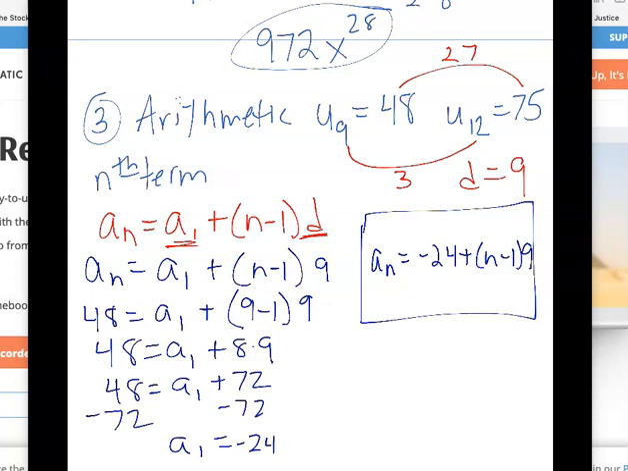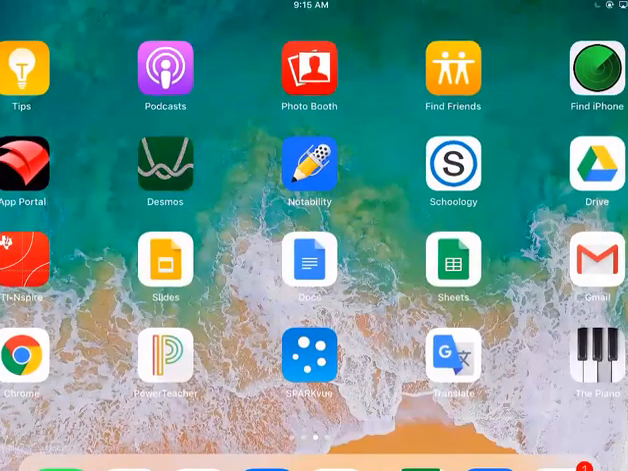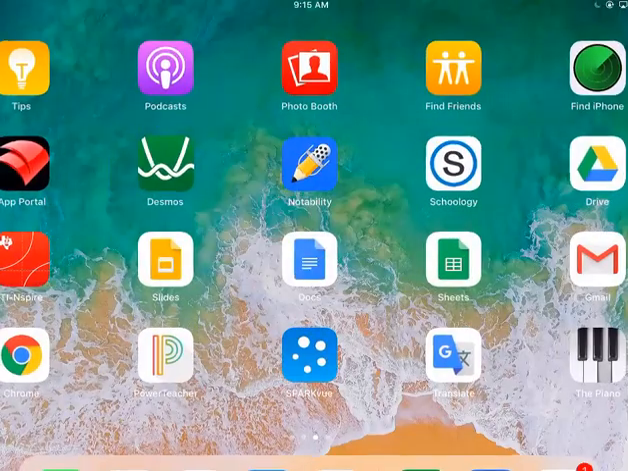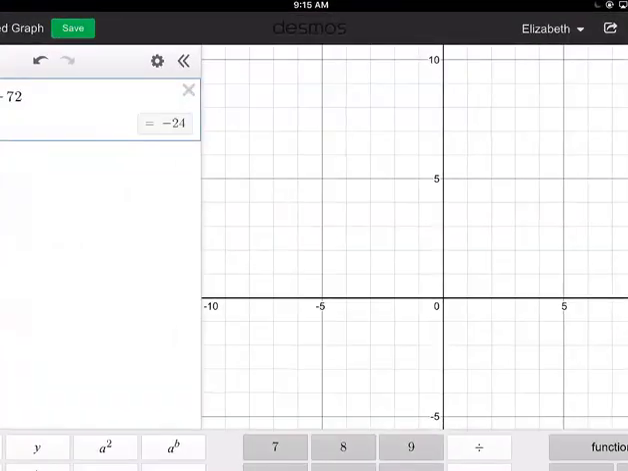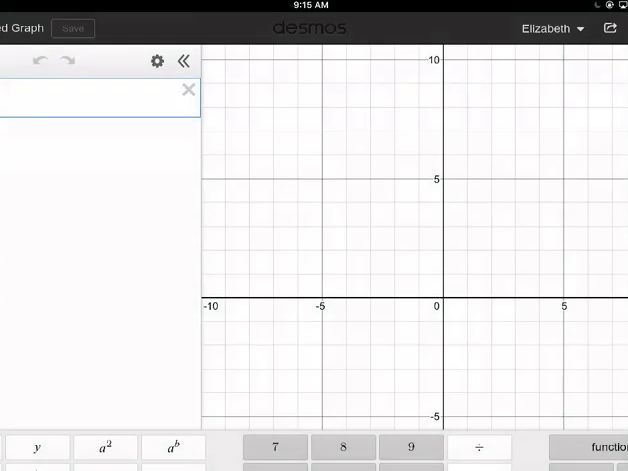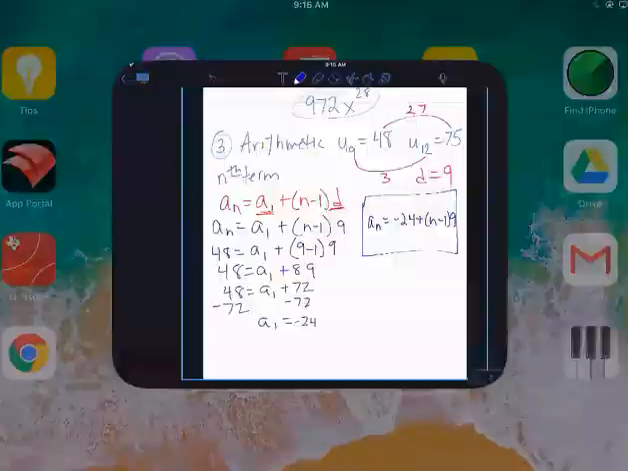And we could double check. That should work if we were to plug in 12. We should get 75. So we could say, that didn't work for some reason. Uh-oh, what happened here? Let's try again. So we could say negative 24 plus our 12th term minus 1 times 9. That gave us 75, so it's good to go.